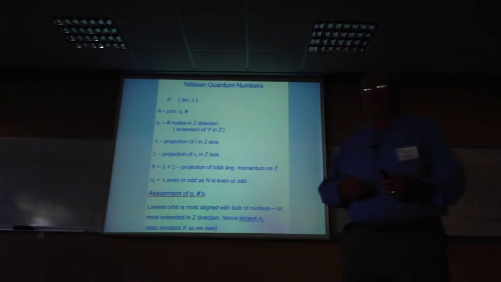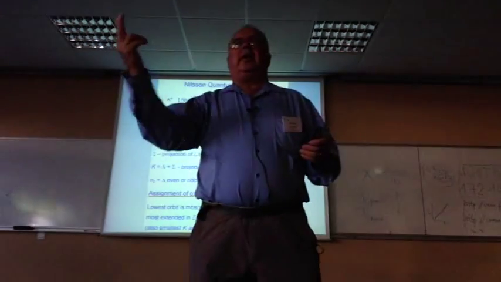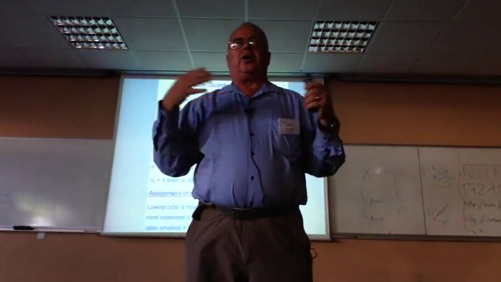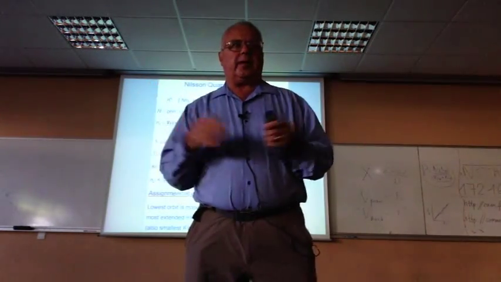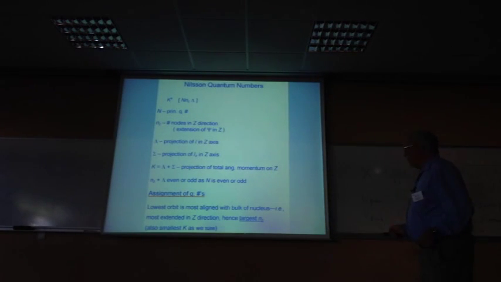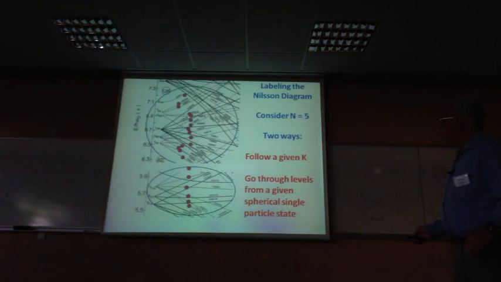So how do you assign these quantum numbers to these orbits? The basic idea is that the more the particle is going in an equatorial plane, the more it's aligned with the nucleus, the larger n_z is going to be. There are two ways of doing it, and we'll talk about them. The lowest orbit is most aligned with the bulk of the nucleus. It's most extended in the z direction, so it has the largest n_z and the smallest K. Knowing that, we can assign these quantum numbers to any orbit we want, and I'm going to do that now, in two different ways.